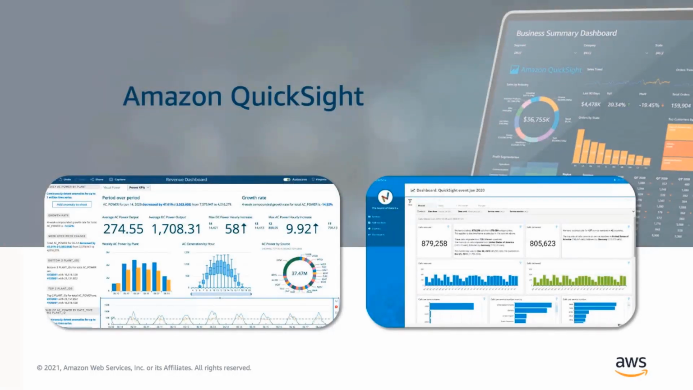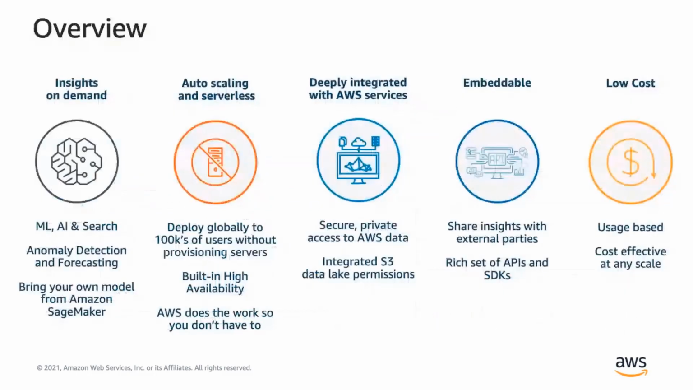So towards that end, what I wanted to do was start with an overview of what Quicksite is. At the highest level, Quicksite is a business intelligence service that Amazon has in its cloud. It is a fully cloud-based service that will auto scale. It is serverless, managed for you, making it easy to deploy. And we bring the power that AWS has to offer in terms of ML, AI, search, anomaly detection, and forecasting, as well as the pay for what you use and auto scaling ability that you come to expect and get used to from AWS.